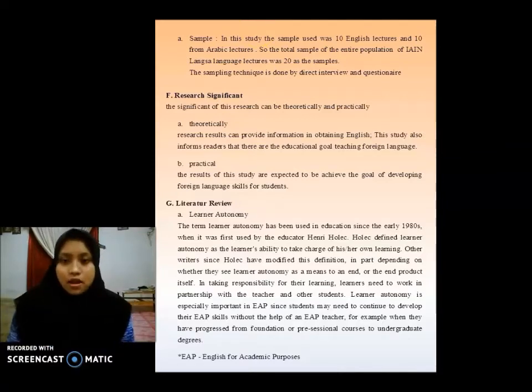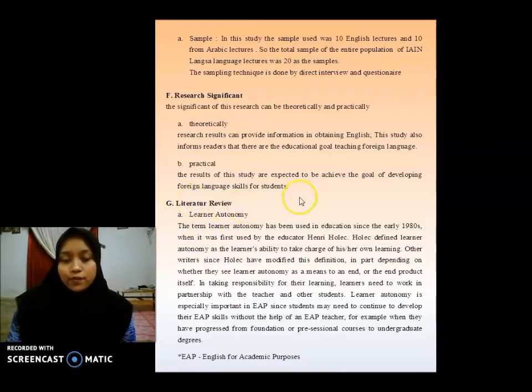Research significance. Next, the significance of this research can be theoretical and practical. For theoretical, the research result can provide information in obtaining English. The study also informs readers that there are educational goals of teaching foreign language. B. Practical. The results of the study are expected to achieve the goal of developing foreign language skills for students.